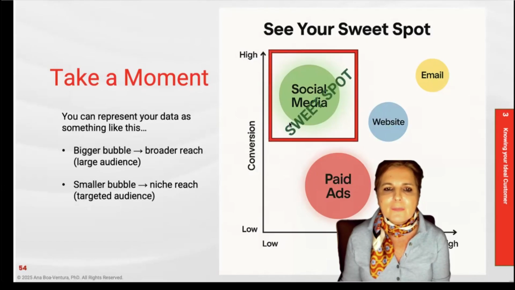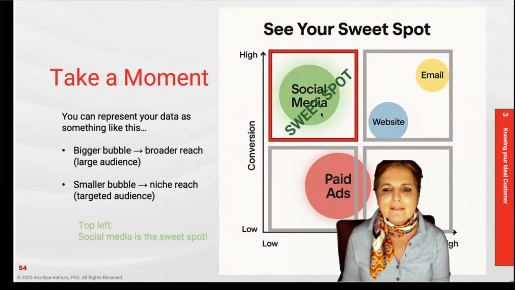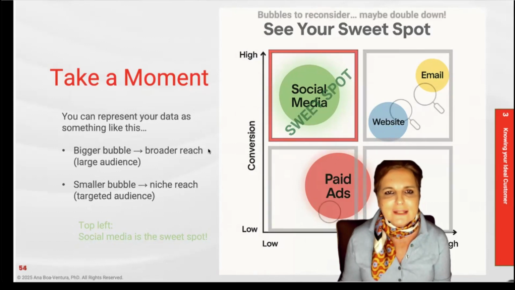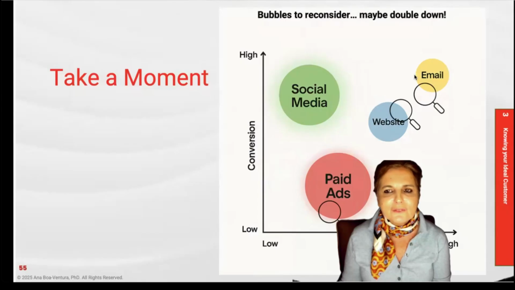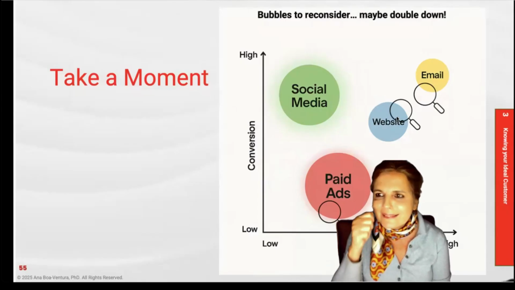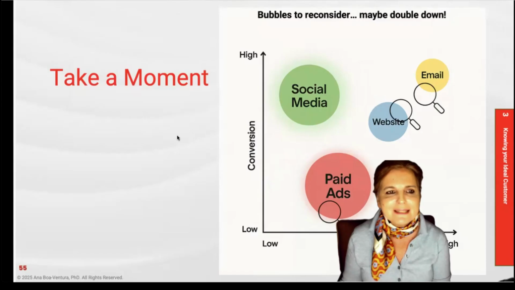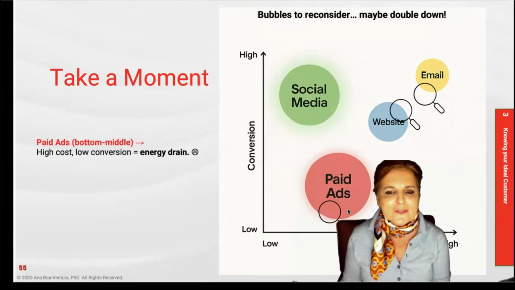So here's our sweet spot. Low cost, high conversion. Top left. Social media is a sweet spot, but you have these other 3 quadrants, right? So let's look at these three quadrants here. If you look at them with like a magnifying lens, you really look at this deeply and draw some conclusions here. You have bottom, middle, kind of right, bottom on the conversion and middle kind of on the cost. High cost, low conversion. It's really an energy drain. In this case here, the paid ads.